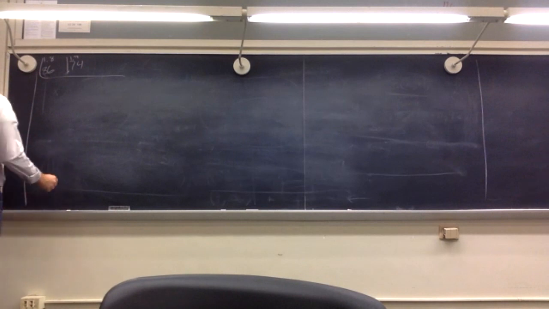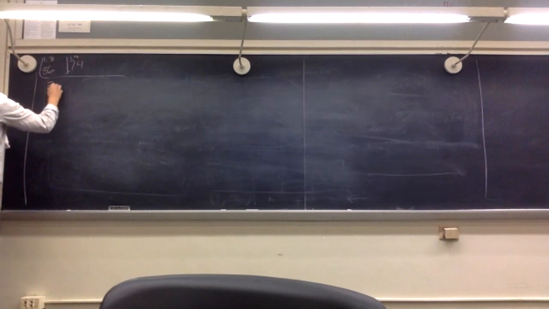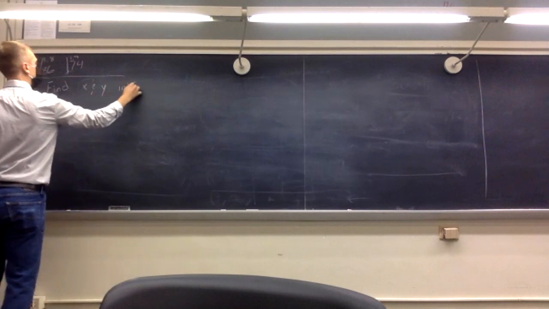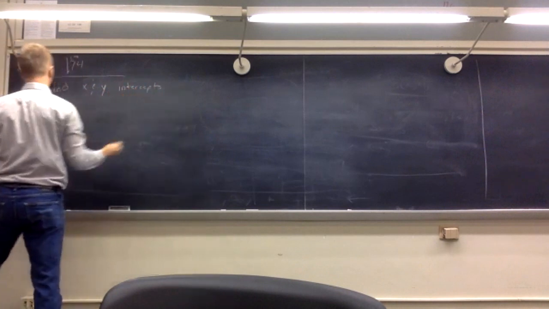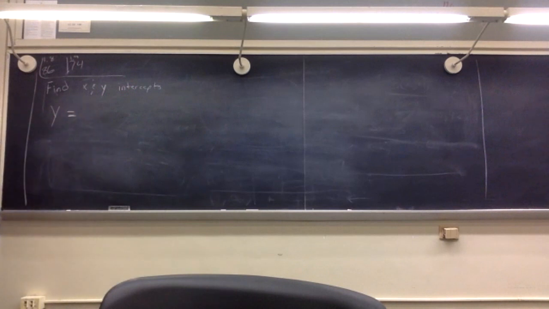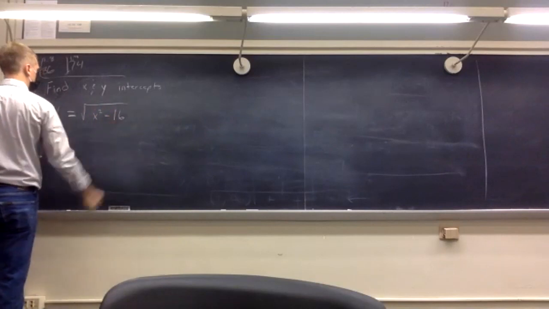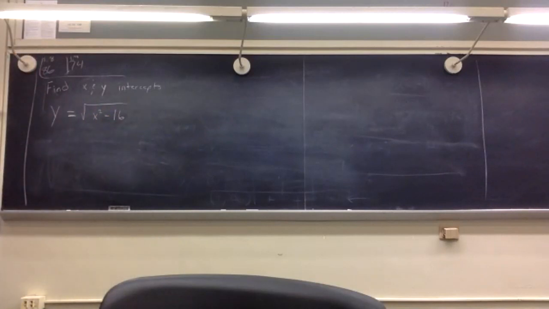Number 7-4. Okay, find the x and y intercepts of the graph of the equation. And here's our equation, y equals square root of x squared minus 16.